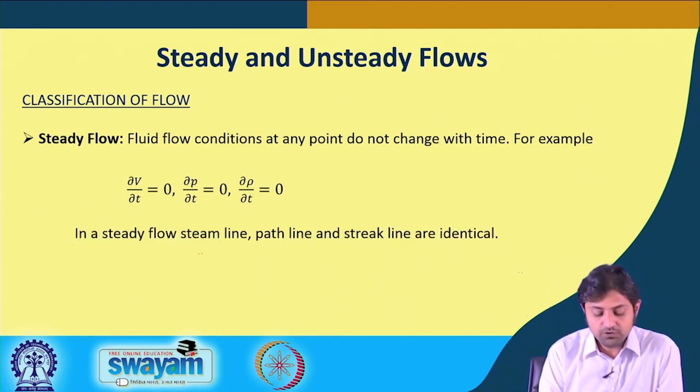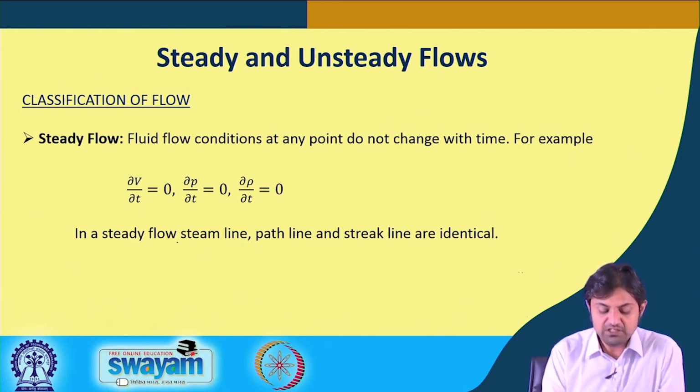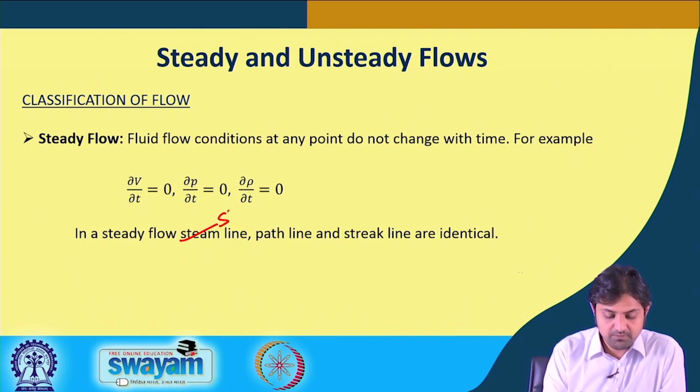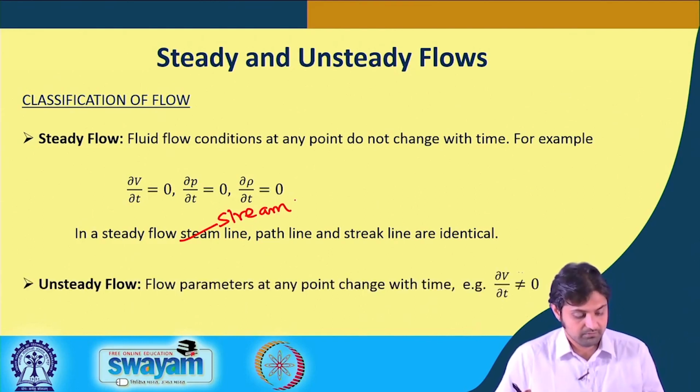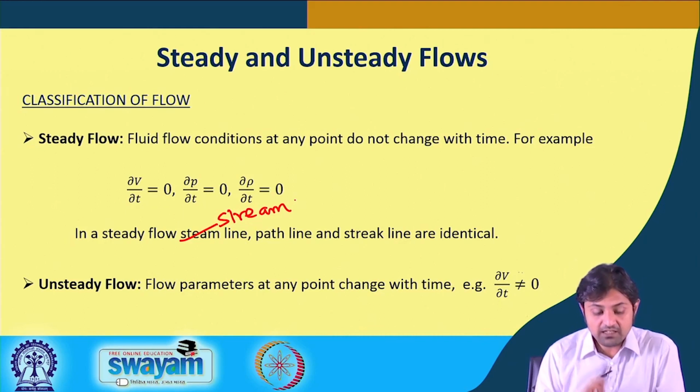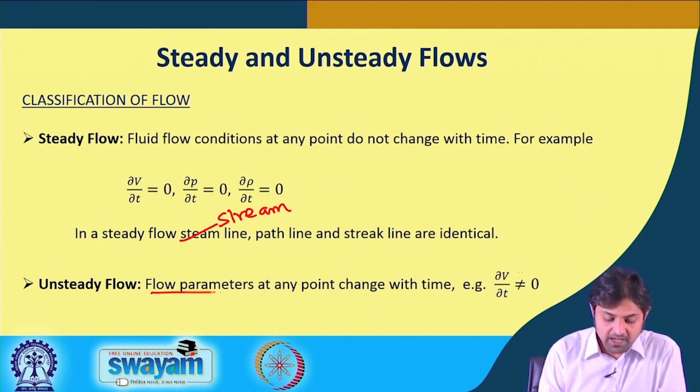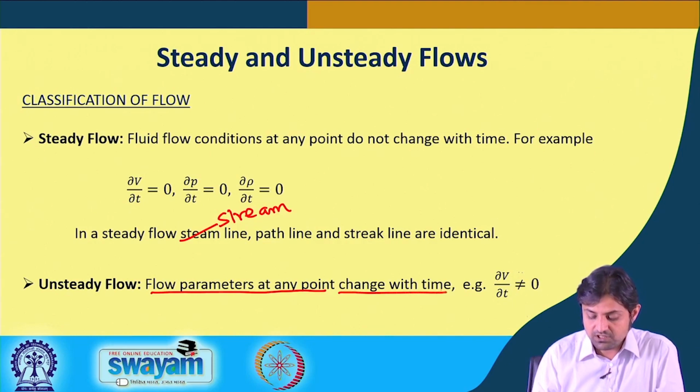In steady flow, streamline, path line and streak line are identical. Sorry for the typo on the slide. We will explain in upcoming slides exactly what streamlines, path lines and streak lines are. Good. In unsteady flow, unlike steady flow, the flow parameters at any point change with time.